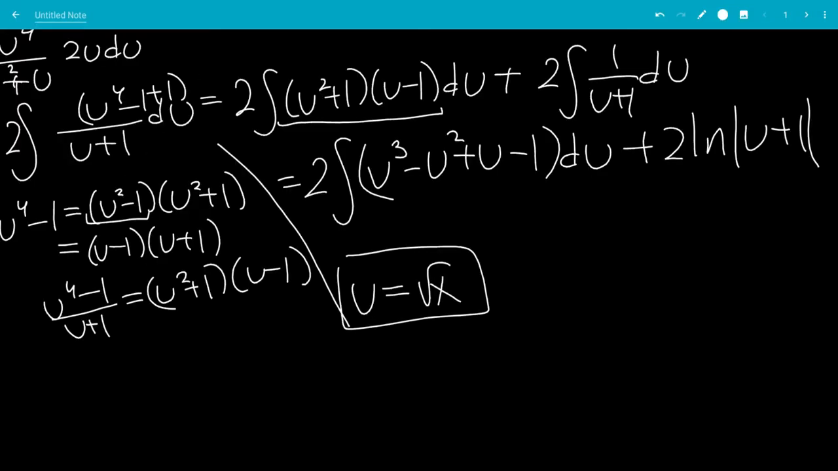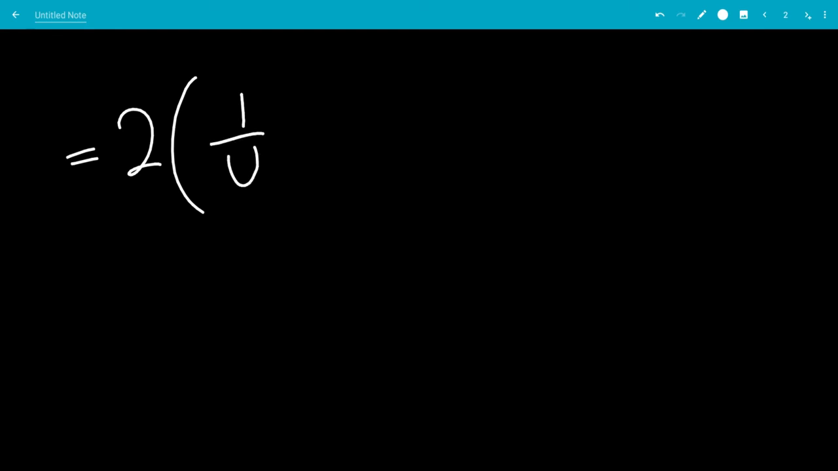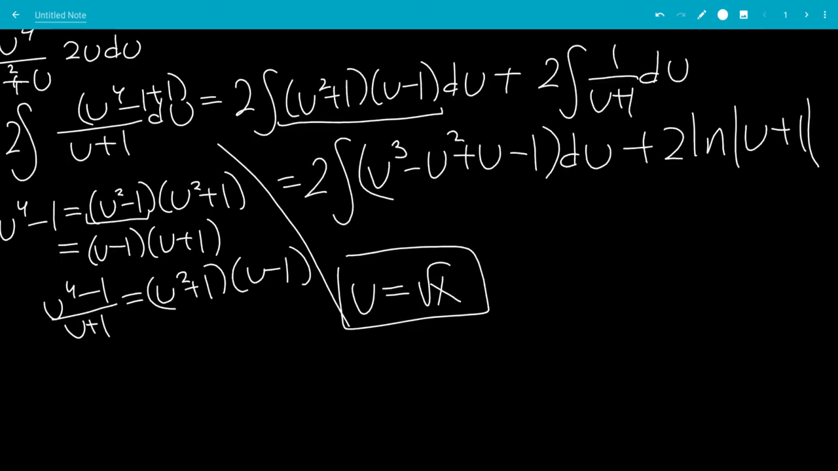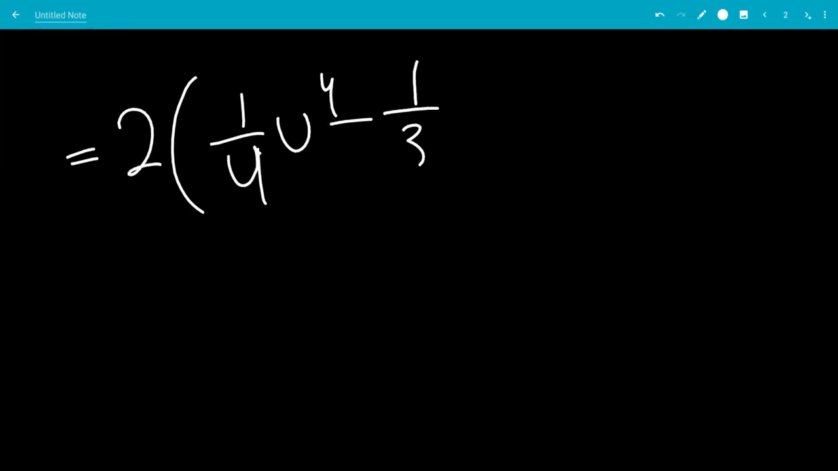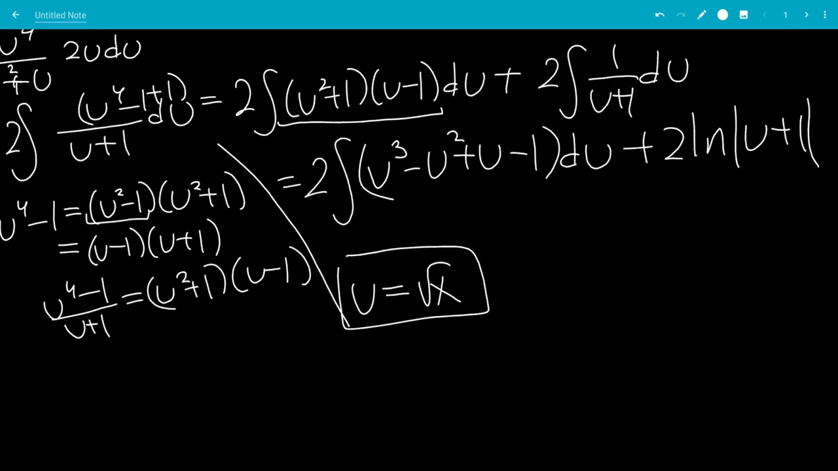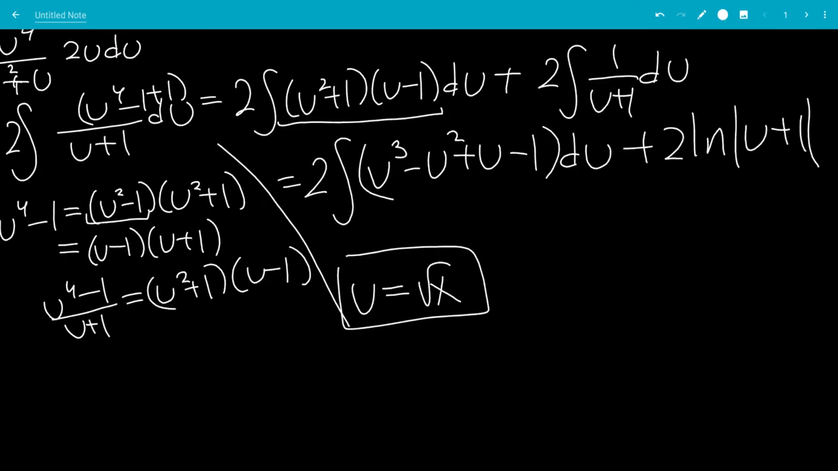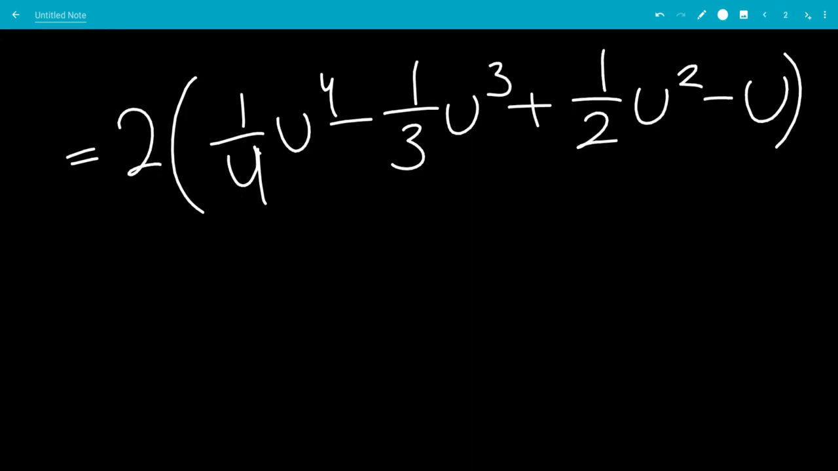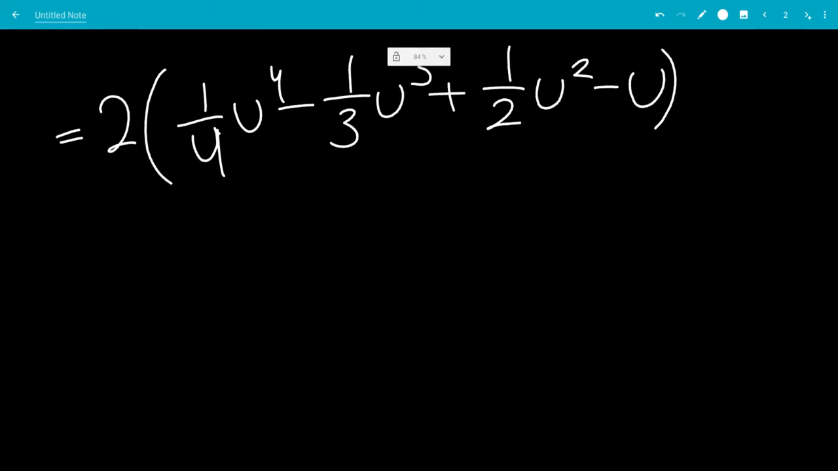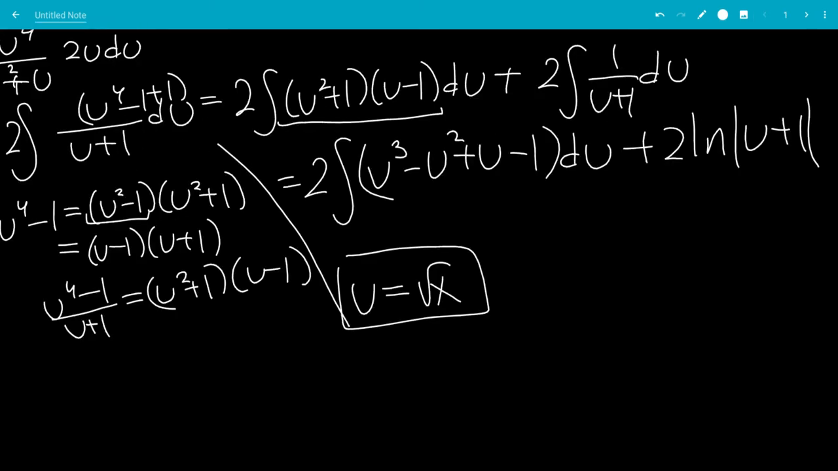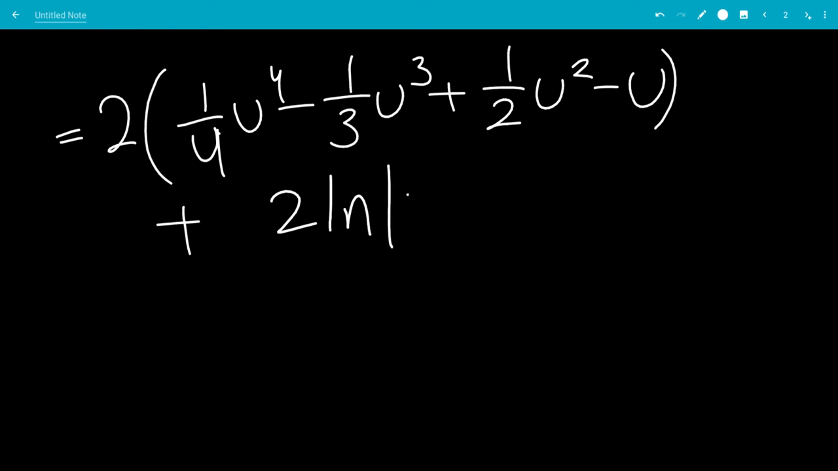So now we're going to do the integration. So u cubed will be 1/4 u to the fourth minus u squared. The integral of u squared is 1/3 u cubed plus u, which is plus 1/2 u squared minus the integral of 1 is u, and then we have plus 2 ln absolute value of u plus 1, and u will be the square root of x.